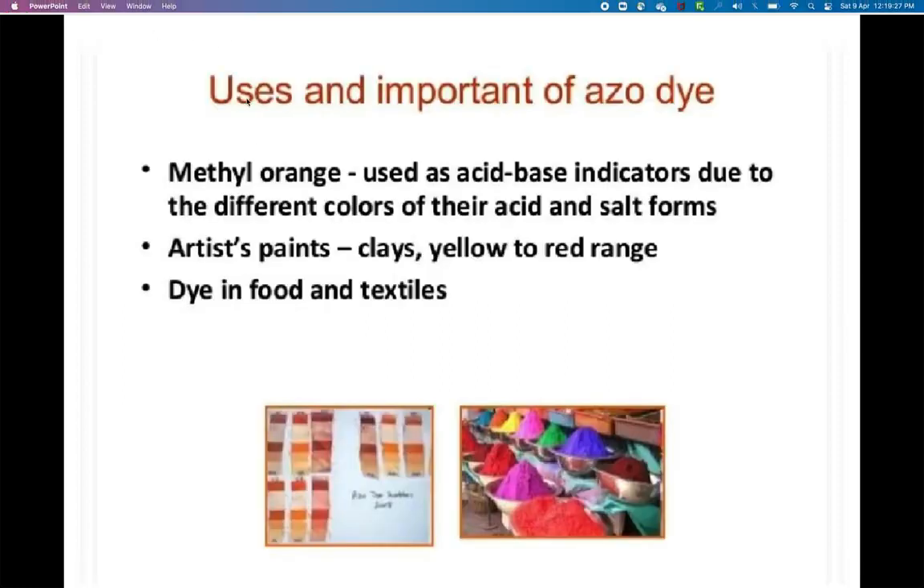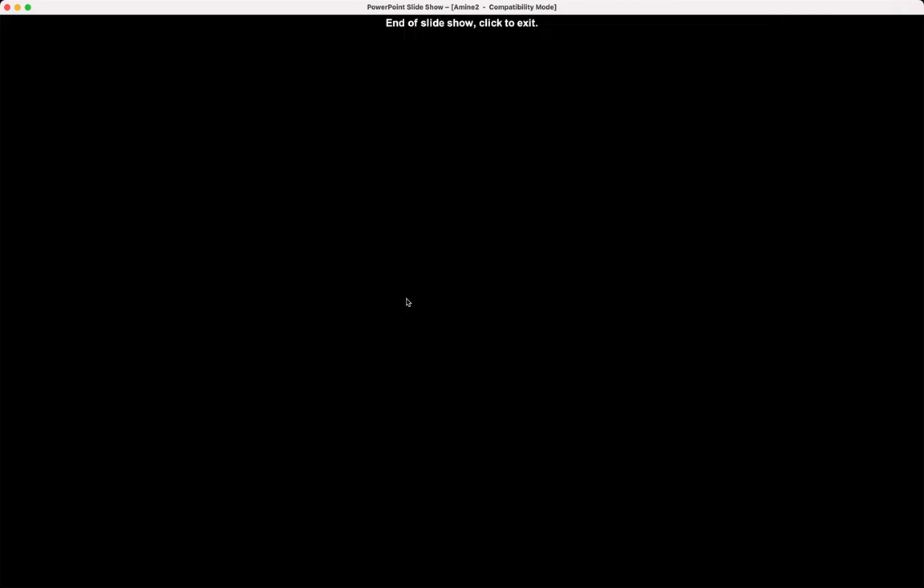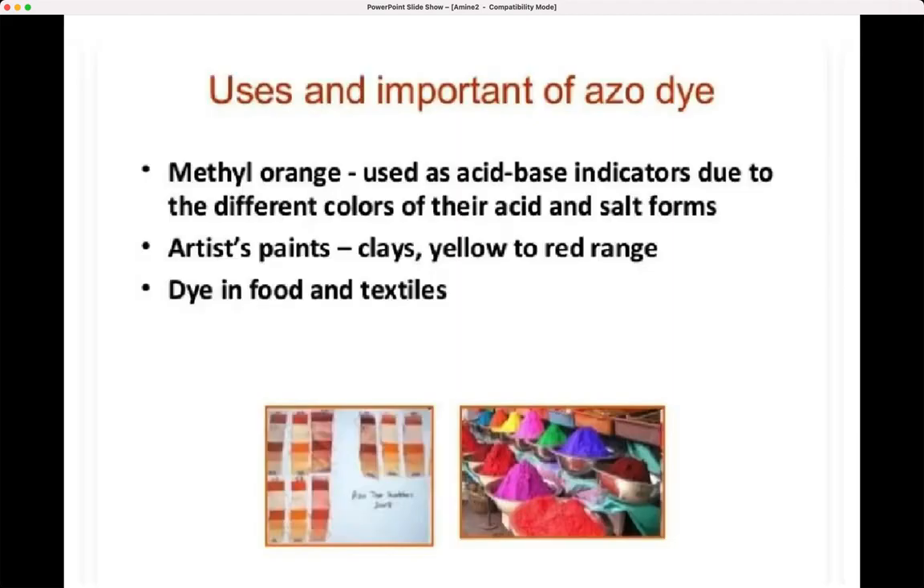What are the important uses of azo dyes? Methyl orange, you should all have used in the laboratory as an acid base indicator, due to the different colors in acid and salt forms. They are also used in artist paints, clays, yellow to red orange dyes in food and textiles and so on. So with that we are coming to a conclusion of the second and final part of amines of class 12 NCERT.